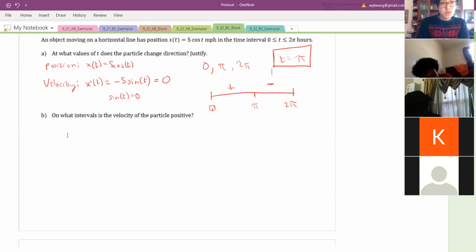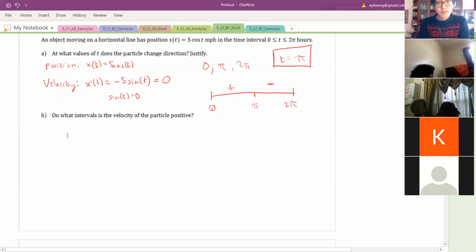Ansel, do you want to answer this question? No, I had a question. Okay, go for it. When you change from the positive to the negative, was that because from 0 to pi the y is positive, and from pi to 2 pi the y value on the coordinate is negative?